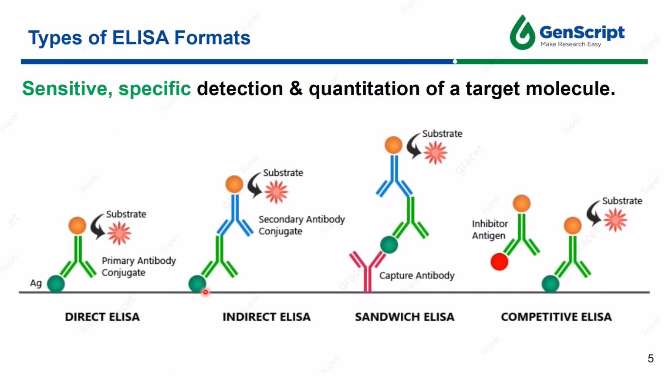Also, the indirect ELISA assay takes longer to run than direct ELISA because it has 3 steps. The indirect ELISA is the most suitable for determining total antibody concentration in samples. The second format is the sandwich ELISA.